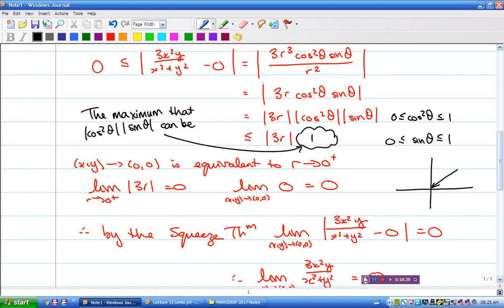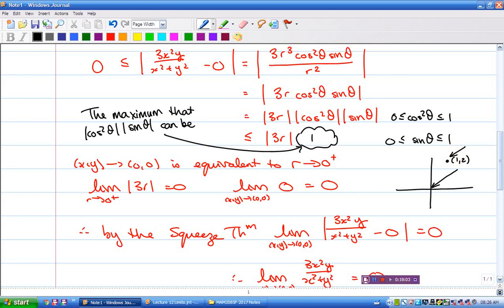So here's an interesting point. What if x, y were not tending to 0, 0, but we're actually tending to 1, 2? What if your point was actually 1, 2? Then if you were doing things in rectangular coordinates, it wouldn't matter. Tending to 1, 2 is something you would just take in your stride. But if you wanted to change to polar coordinates, you'd be in a bit of a mess, because tending to 1, 2 is completely different from r tending to 0. R tending to 0 means your point has to be the origin.